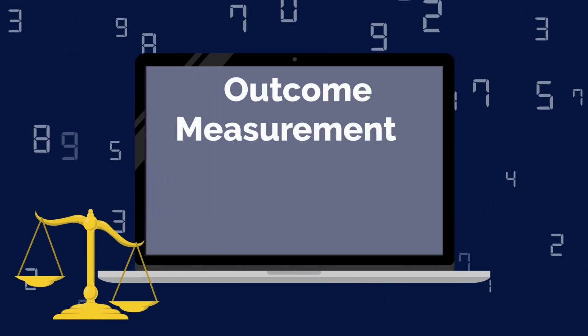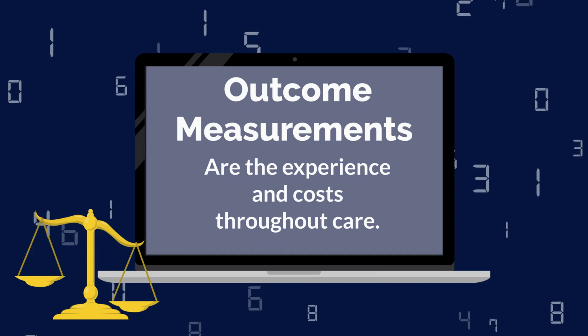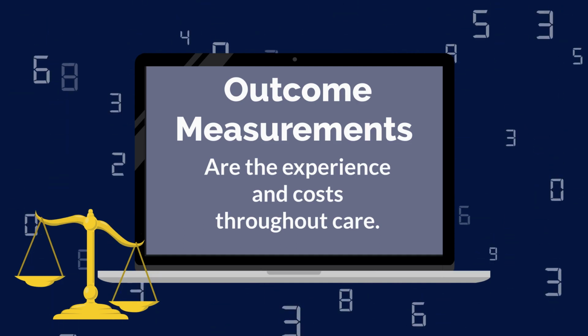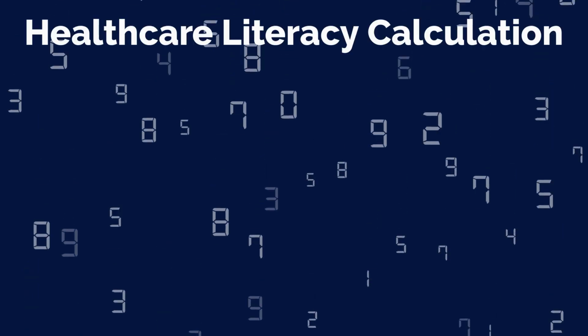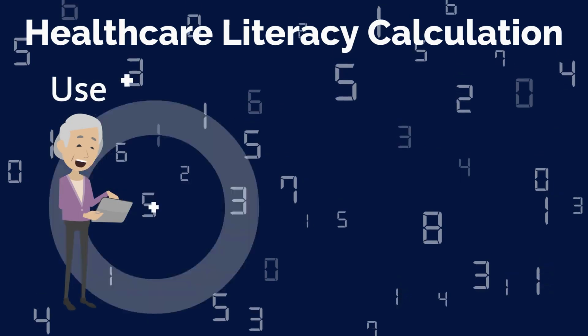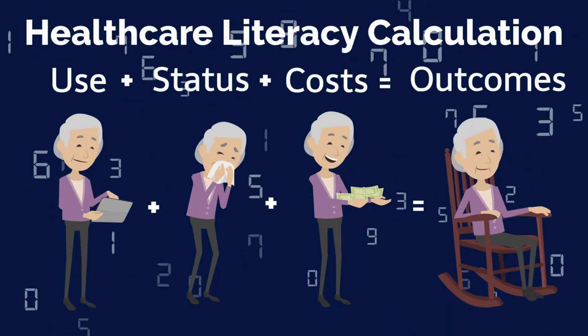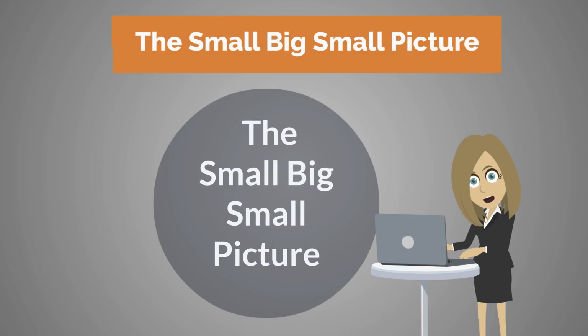In a nutshell, Sally was able to give outcome measurements, which is simply the experience and the costs throughout her care. Now here's Sally. This is how her health literacy is measured, by her use, status, and costs that equal her outcomes. Now, let's take a look at the small, big, small picture.